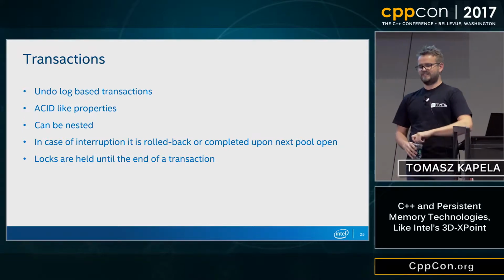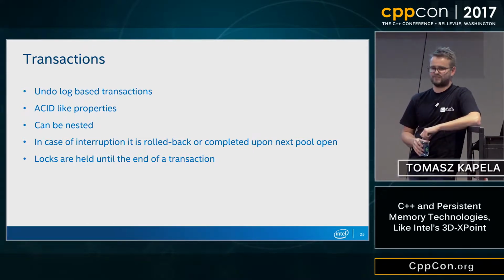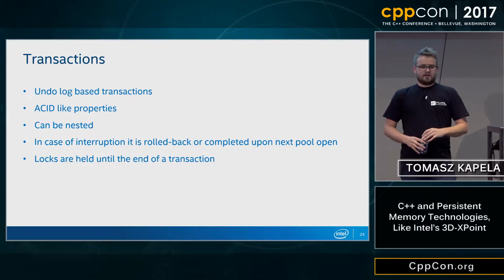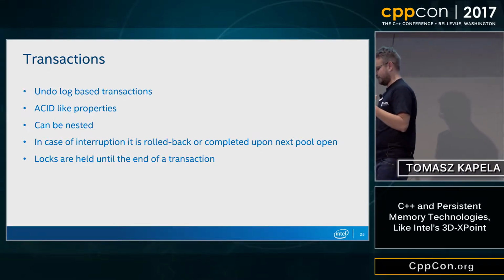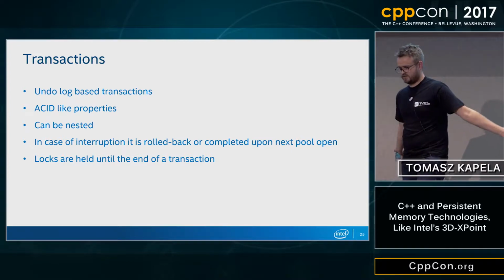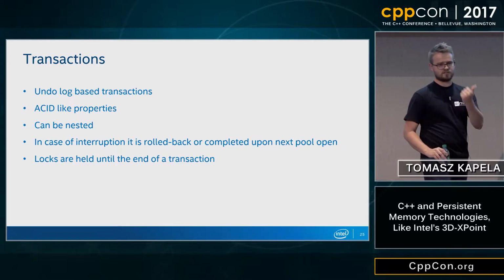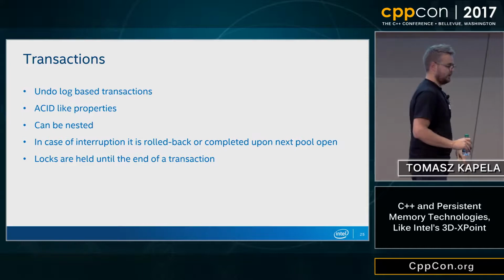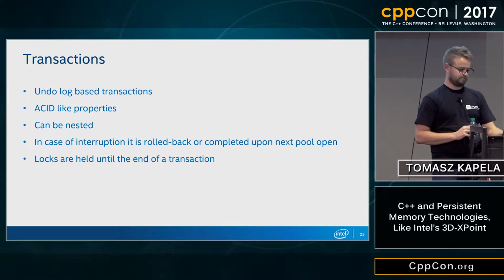And durability, well, I mean, it's called persistent memory, right? If it wasn't durable, then it wouldn't really make much sense. Transactions can be nested. That was also a design decision that we made. Since they're undo log based transactions, unless you commit, everything gets rolled back. And the state is pristine as if you never started a transaction. That includes allocations and deletions of data. And logs are held until the end of the transaction, which is important, and I will get back to that.